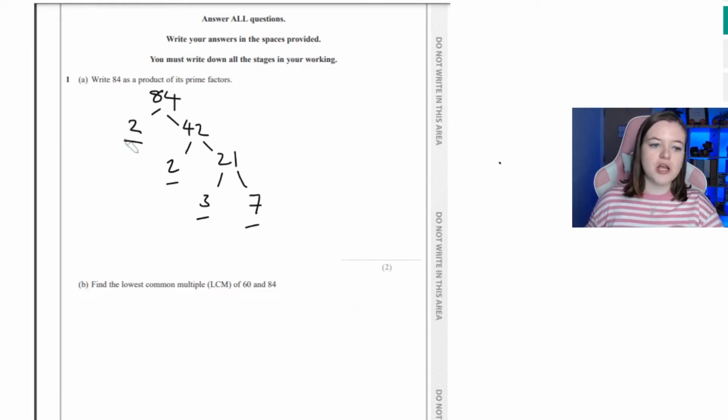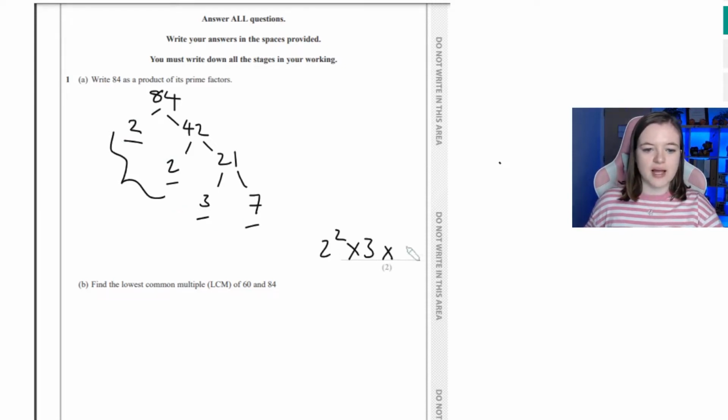So then what we're going to do, group the ones that are the same together, because 2 times 2, that's just 2 squared. And then times by 3, times by 7, because product means times.